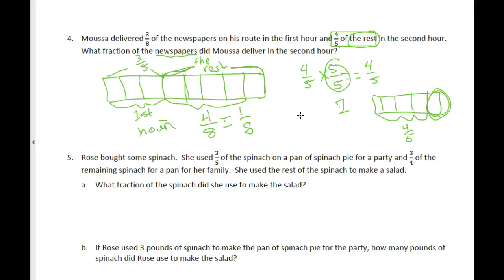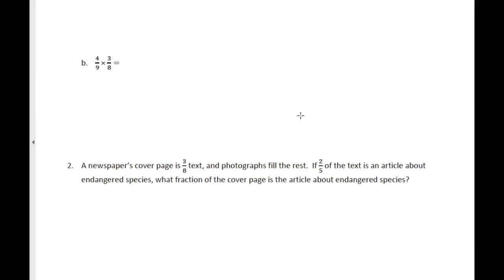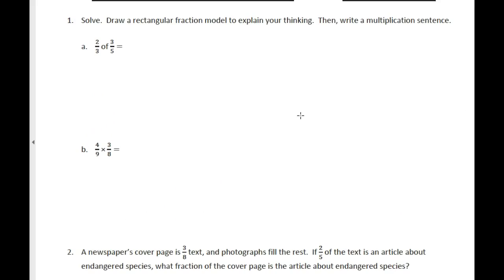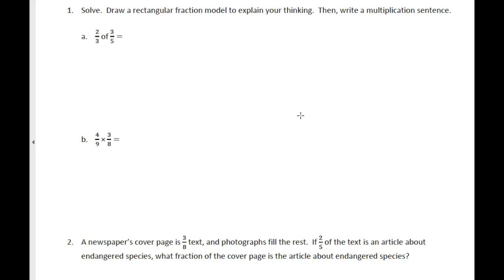Here's your homework. Couple options here. You've got this one up top, which says solve, draw a rectangular fraction model, then write. Or if you would like to, you're welcome to do this one-word problem down here. So you choose. I'm going to say pick number 1 or number 2. All right. Thanks.